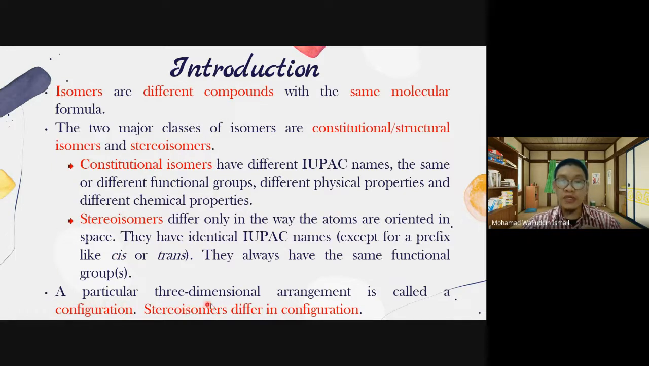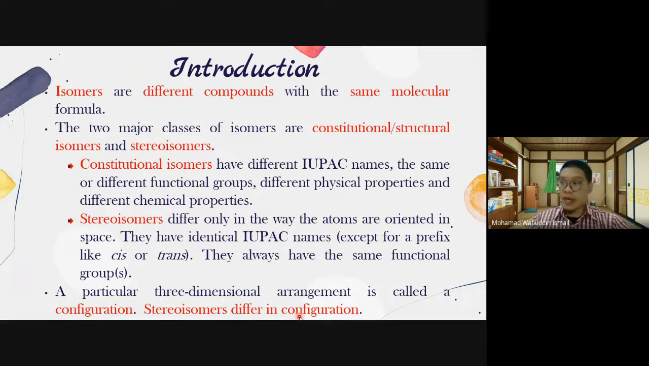A particular three-dimensional arrangement is called a configuration, and stereoisomers differ in configuration, meaning you have to imagine they have the same number of atoms and the same IUPAC names, but the configuration or attachment in space is different.